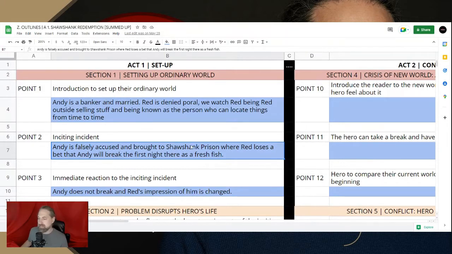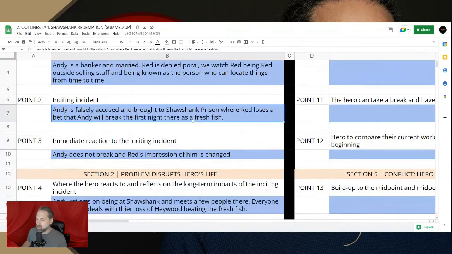Okay, so that's the inciting incident. And obviously the reaction to that was, Red was impressed, like, "What's going on here?" Right? And he's like, "I'm pissed. I lost money, but let's see what happens." But the inciting incident ultimately, he didn't break. Not one word.